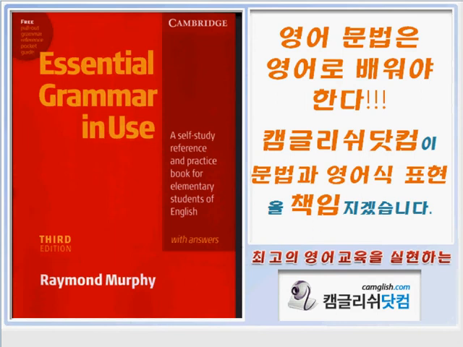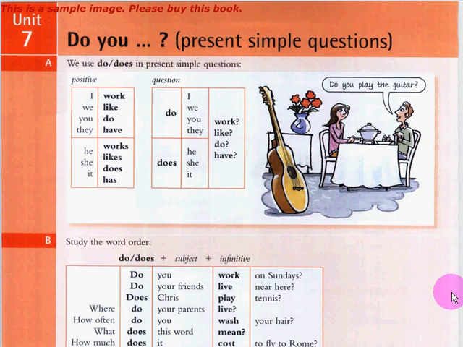Today, let's talk about present simple questions, okay? So, first let's compare sentences in the present simple tense and present simple questions. I work. We like. You do. They have. He works. She likes. It does or it has. Now let's read some present simple questions. Do I work? Do we like? Do you work? Do they work? Does he like? Does she do? Does it have?